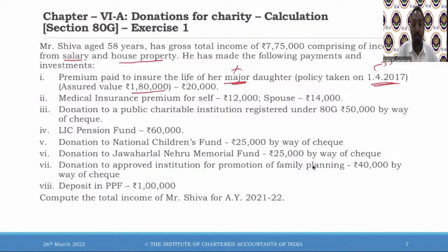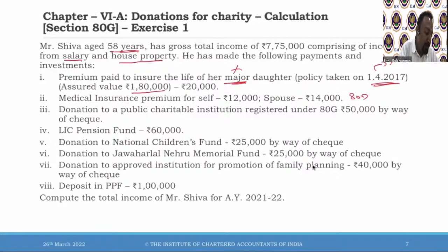Medical insurance premium for self and spouse. That is another thing. What is medical insurance? 80D. It is allowed for self and spouse. There is a limitation, right? If they are not senior citizens, where does it say? Extra information. So since they are not senior citizens, we need to consider this under 80D.